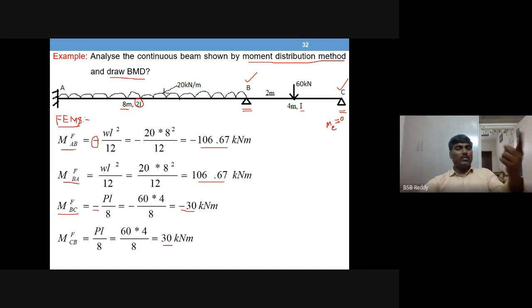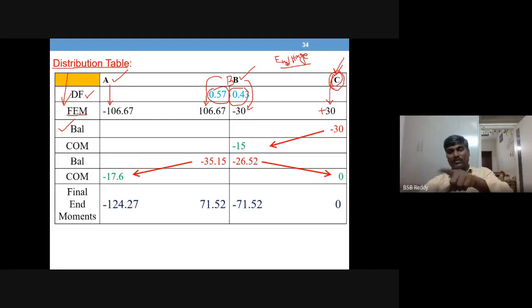Whereas you will have moment at A and you will have moment at B because it is continuous support. So moment at C shall be zero. So that we are doing now. So you have +30 here because of fixed end moments. Make it zero. To make it zero, what do you do? Add -30 here. That is what you call balancing. So first balance C. Okay. So you have added -30.